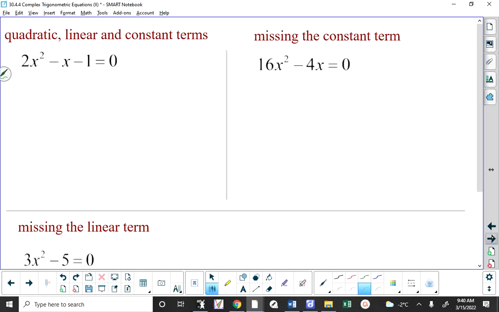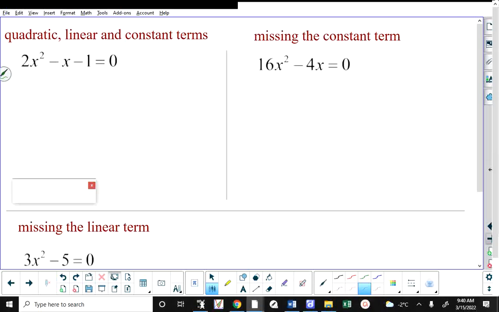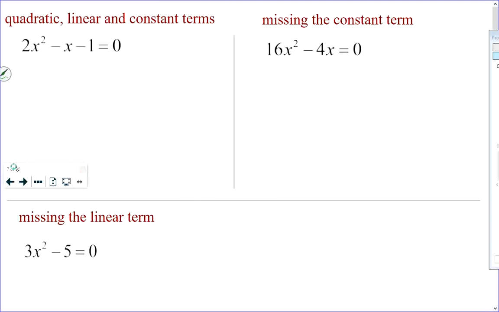On the board right now, or the screen, we have three different quadratic equations. This has nothing to do with trigonometry. We have 2x squared minus x minus 1 is equal to 0. We have 16x squared minus 4x equals 0. And we have 3x squared minus 5 equals 0. These are all quadratic equations, everybody, because they have a quadratic term. It's a polynomial with the highest degree of 2, so we call it quadratic.